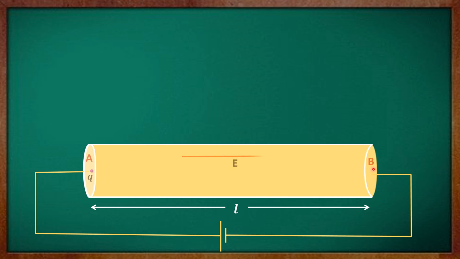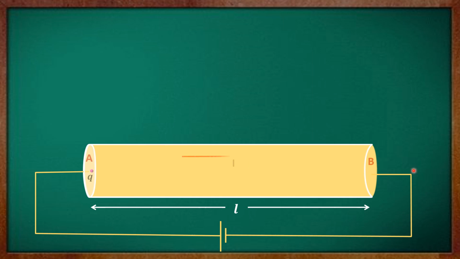But in case of electrons, electrons move opposite to the direction of the positive charge. Electrons move opposite to the direction of the electric field. That means they move from low potential to high potential in a metallic conductor.